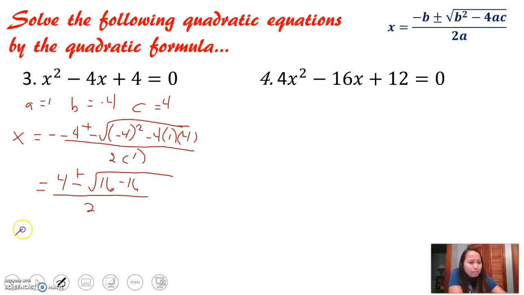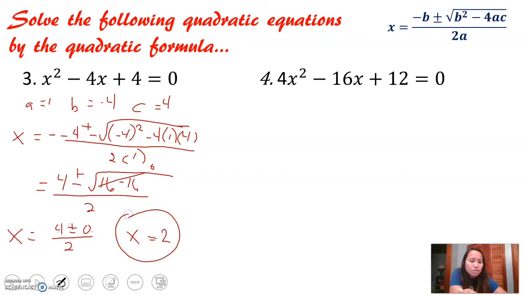Now look at that. 16 minus 16 is 0. So that's actually 4 plus minus 0, over 2. So 4 plus 0 is 4 divided by 2 is 2, and 4 minus 0 is 4 divided by 2 is 2. In this case, we only have one answer, 2. That's what I was talking about earlier in this video, that we can end up with only one answer.